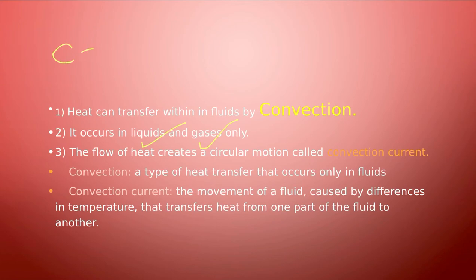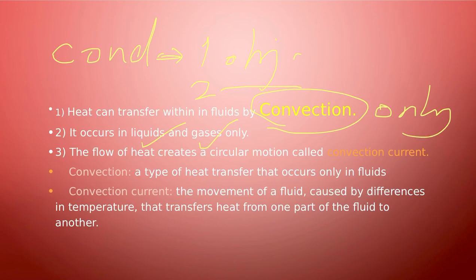Take care. Conduction occurs within one object, or between two objects that are in contact. And it occurs mainly in solids. When I say mainly, it doesn't mean that it has to be only between solids, but it's more common in solids. But convection occurs only in fluids, liquids, or gases. Convection is a type of heat transfer that occurs only in fluids. And we said that it occurs by convection current. What is convection current? It's the movement of a fluid caused by difference in temperature that transfers heat from one part of the liquid to another.